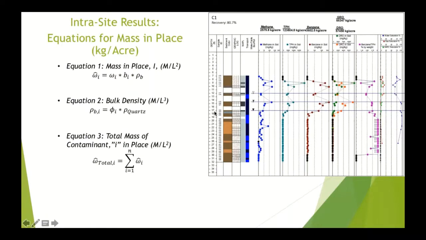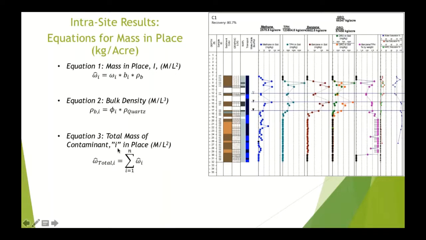The equations here use data in this graphic. The first equation determines the mass in place for each sample ID. It multiplies the concentration, milligram per kilogram, by the depth that is associated with the sample ID, and then multiplies it by the bulk density. We calculate the bulk density using our calculated porosity, along with the density of quartz.